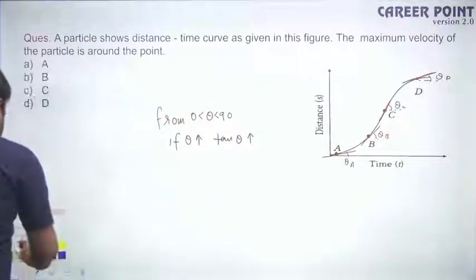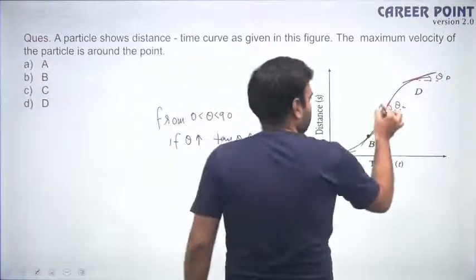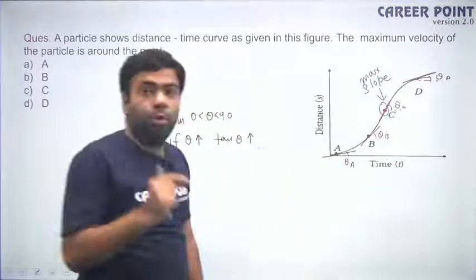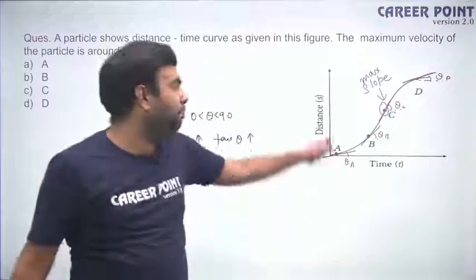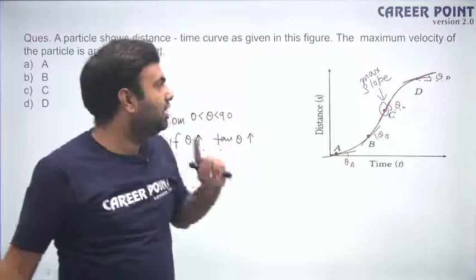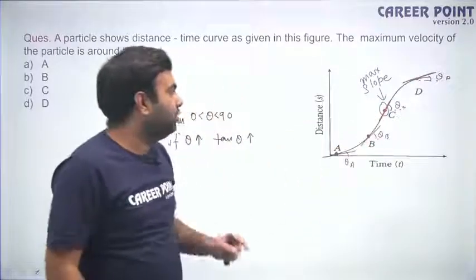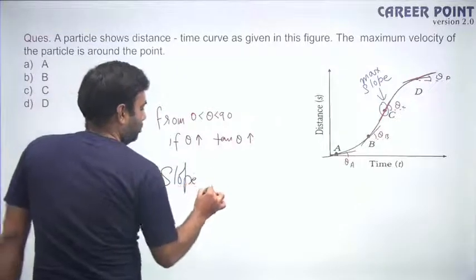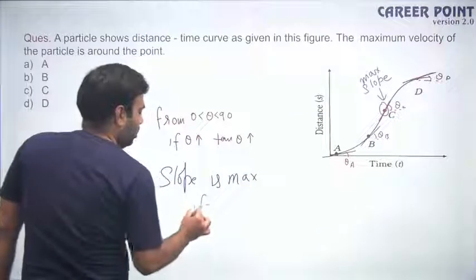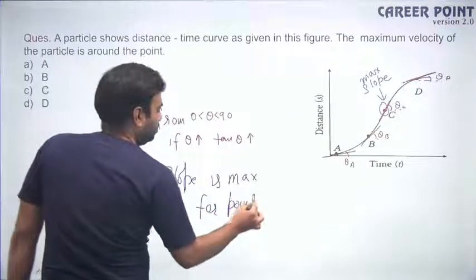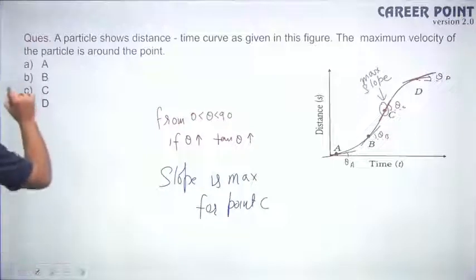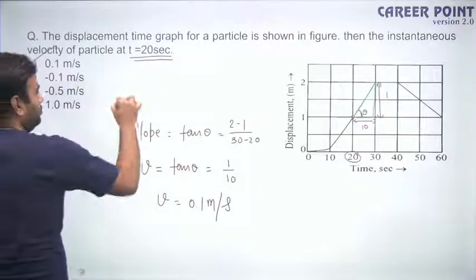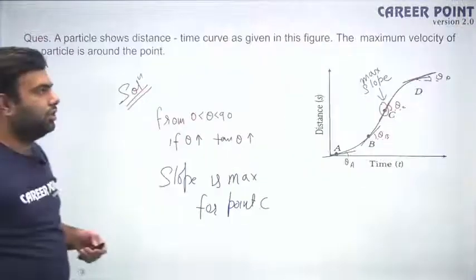See, maximum slope. The slope of the tangent at any point on a position time graph or displacement time graph gives you the instantaneous velocity, and the slope is maximum for point C. That is why the answer will be option C. So it is very simple.